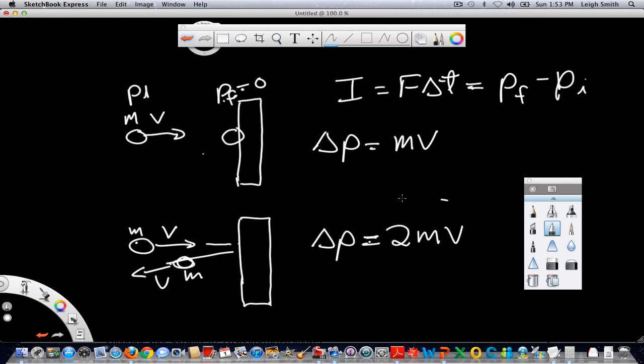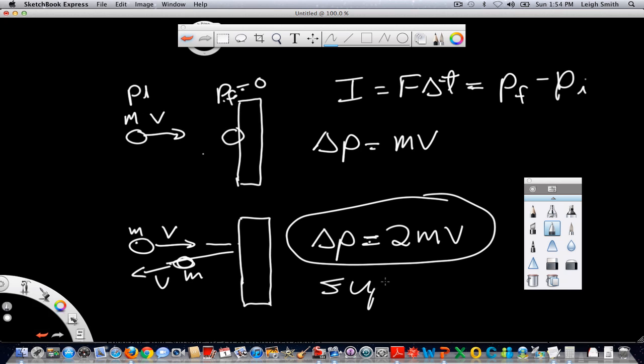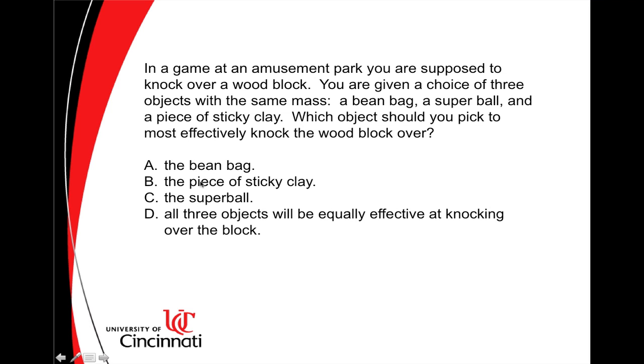And so since you have twice the momentum transfer, that means that you have twice the force of interaction on the beanbag or the super ball, which means, by Newton's third law, that the force that the beanbag or the super ball exerts on the wood block is twice as large. So in other words, the super ball will exert an impulse which is twice as large as either the sticky clay or the beanbag. And so the super ball is the right choice. So it's C that's the appropriate answer.